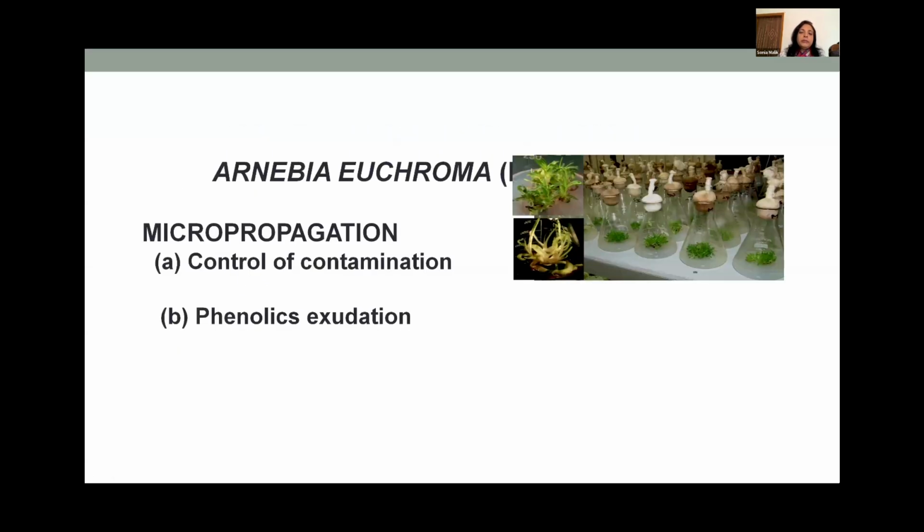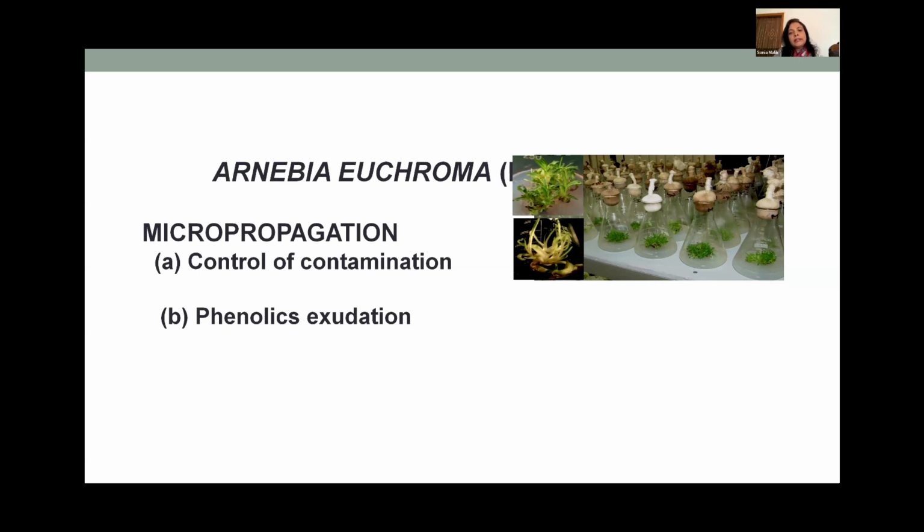To set up the micropropagation in Arnebia euchroma, the first problem we faced was contamination. It was not easy to get rid of the contamination because we used the shoot buds as well as the buds from the roots, that were the underground part. And naturally in the soil, the plants are close to a number of microbial agents. So getting rid of the contamination was one of the challenges.